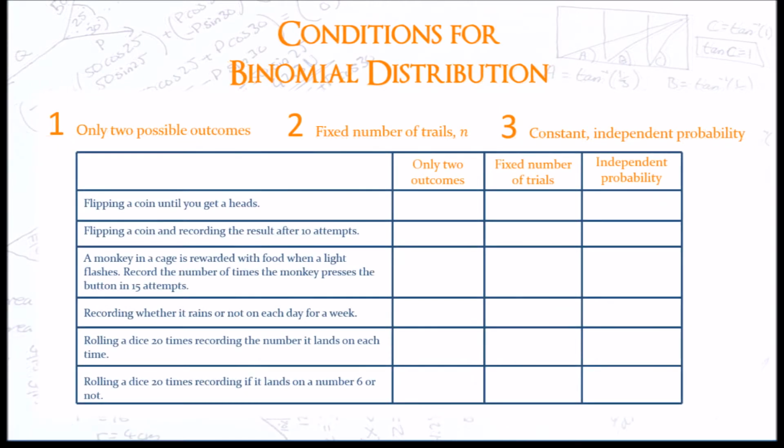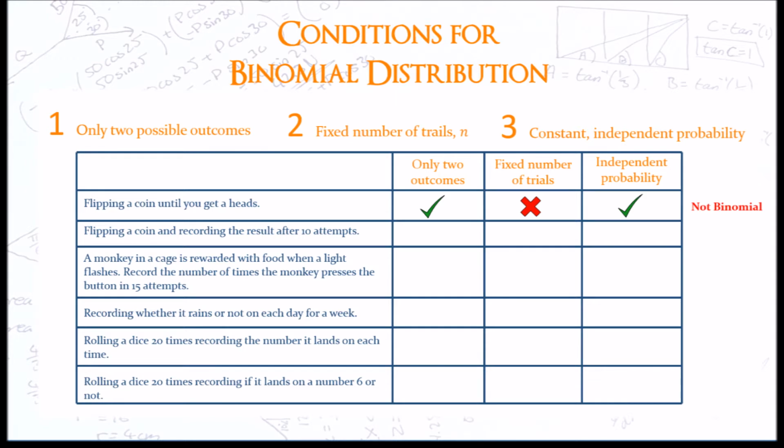So the first one we have here, flipping a coin until you get a heads. Now this isn't binomial. It satisfies the criteria of only two possible outcomes, you get a heads or a tails. It's independent and constant, the probability never changes with a coin, but it's not a fixed number of trials because you don't know how many times you'll have to flip it in order to get that heads.